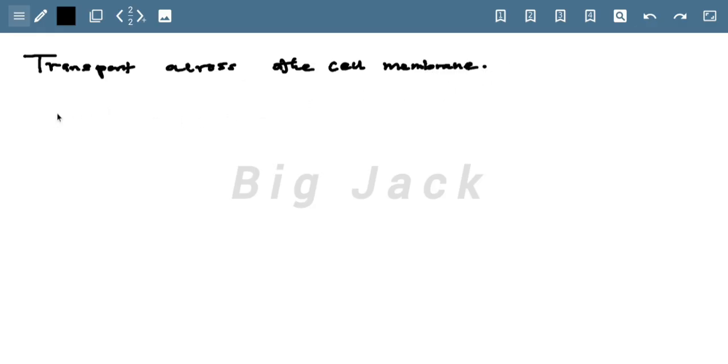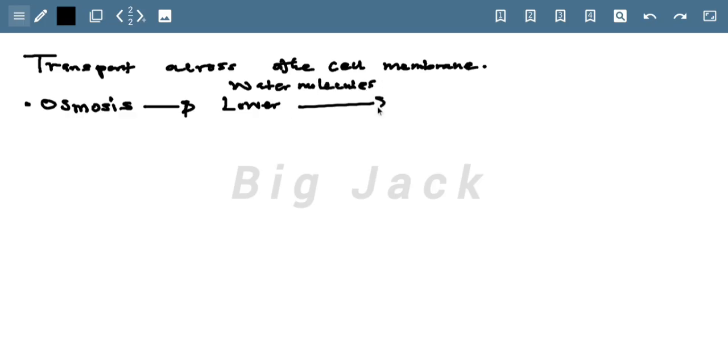So transport across the cell membrane, you need to know osmosis. The first step to understanding osmosis is knowing the definition of osmosis. In osmosis, you are moving water molecules, from lower concentration to the region of higher concentration. That is one thing that you need to know here.